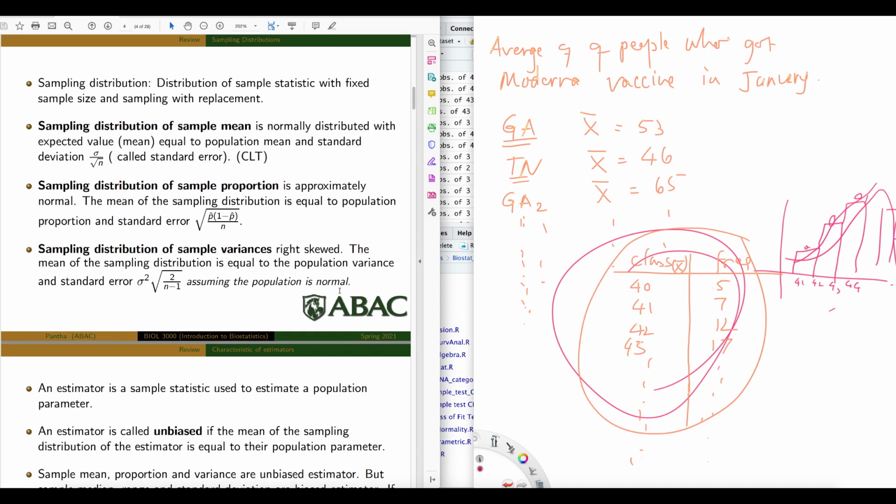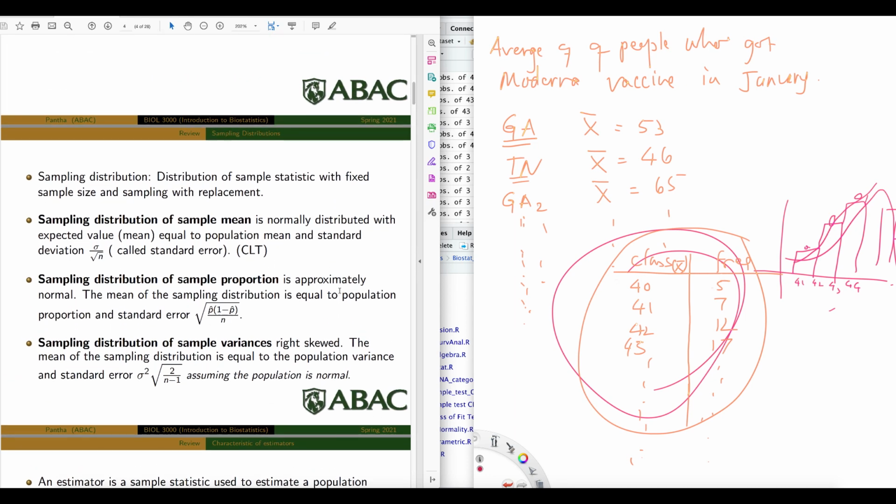Okay guys, so let me stop this video right here. I hope that you guys understood what the sampling distribution of the mean, proportion and variance is, and what the distribution looks like. And then what the standard error is in each case. All right.